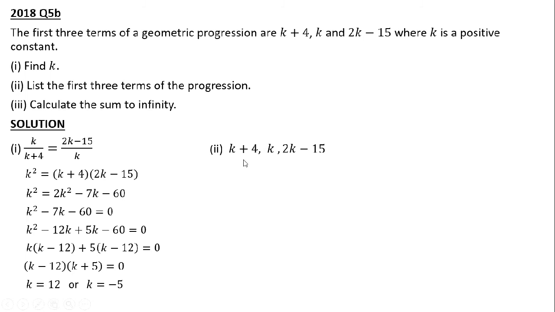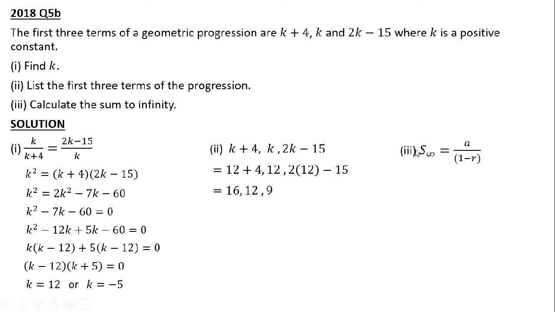The first 3 terms, where there's k, we'll replace a 12. So we'll say 12 plus 4, 12, 2 times 12, 24, minus 15 will give us a 9. So the first 3 terms of the progression are 16, 12, 9.